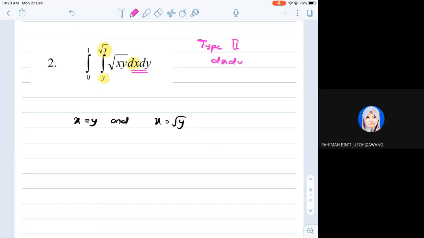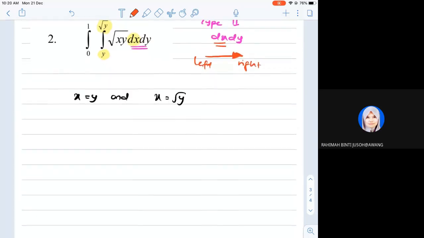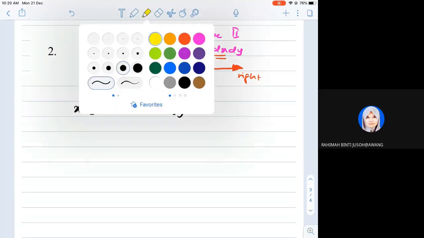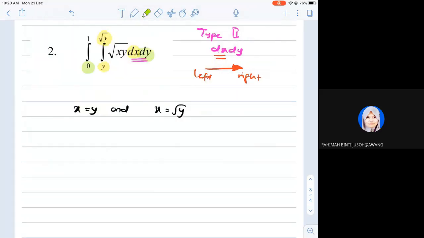For type 2, dx dy, since x is first, the movement should be from left to right. Previously, we had from bottom to top because dy first, but for this question we have dx first, so the movement of the limit should be from left to right. Next, y is just a constant from 0 until 1.